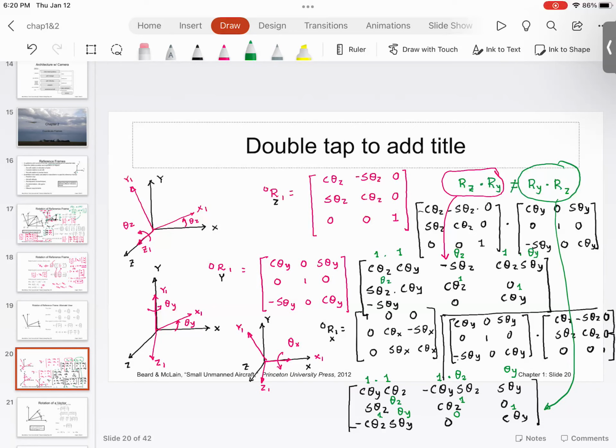Yeah, theta z. Sorry, did I say theta 2? Yeah, theta z. So essentially, what happens is, when the angles are small, the product of the rotation matrices equal each other. Everyone understood this? That's why the small rotations are commutative, but the large rotations are not.